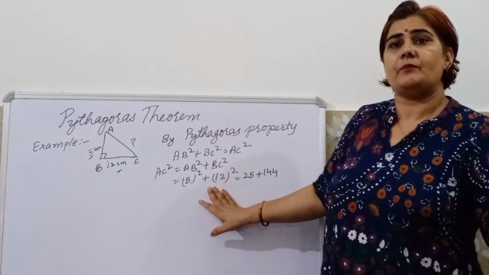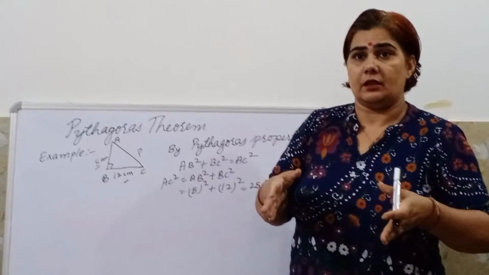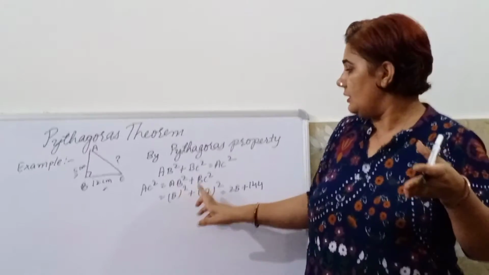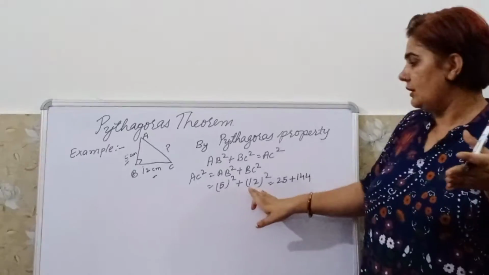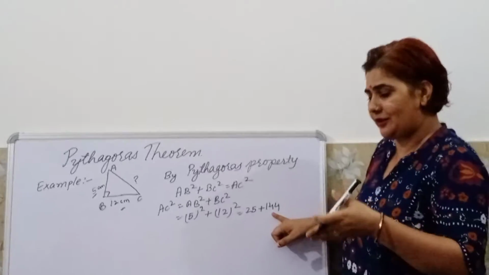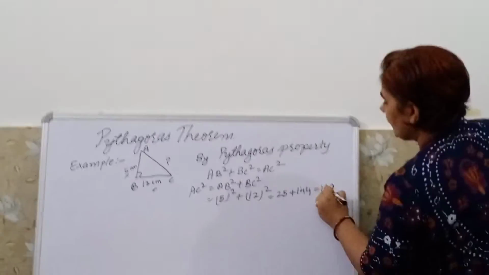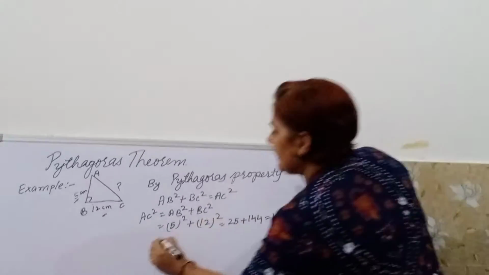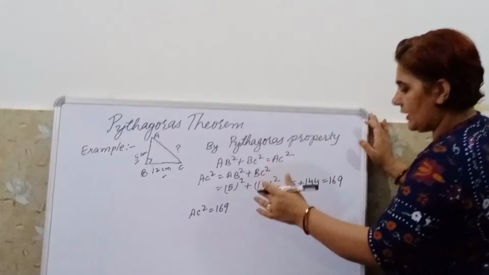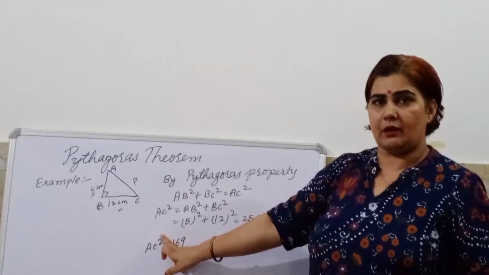Square of a number means multiplication of that number with the same number, 2 times. Okay, so here we have power exponent 2, so we will multiply 5 into 5, 12 into 12, so 25 plus 144. So here students, we got 169. So now AC square is 169.